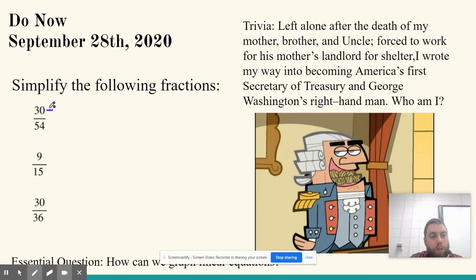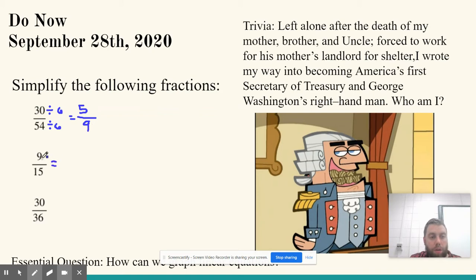Now, I'm hoping we practiced our multiplication tables enough to notice that both of these numbers have a 6. Right? So if we divide the top and the bottom by 6, we get 30 divided by 6, which is 5, divided by 54 divided by 6, which is 9.